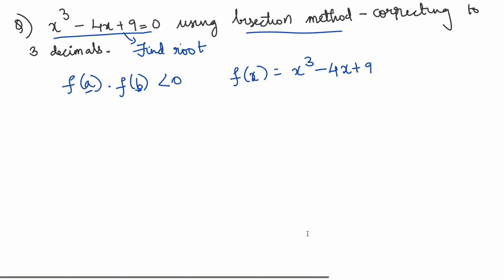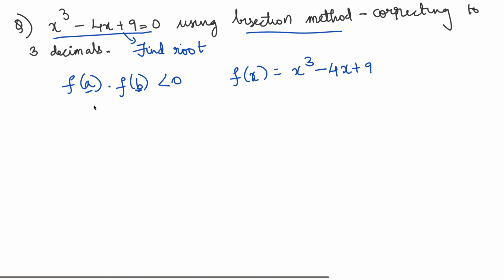Hello everyone, welcome back. In the previous videos, we have seen how to solve questions using the bisection method. So now let's continue. The question is: find the root of x cube minus 4x plus 9 equal to 0 using the bisection method, correct to 3 decimals.